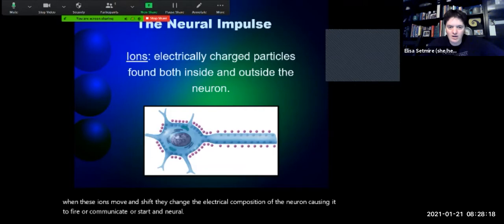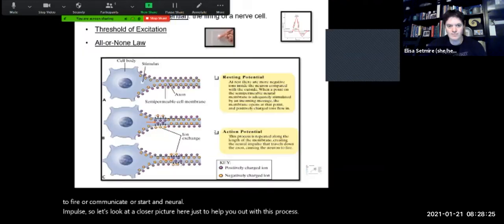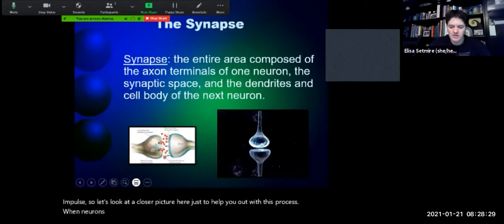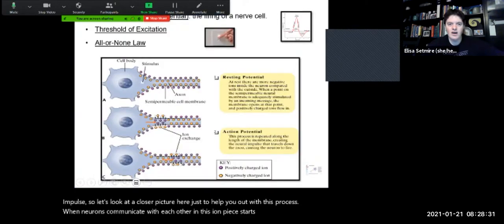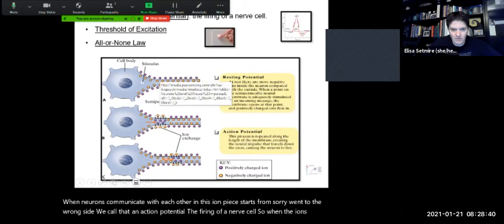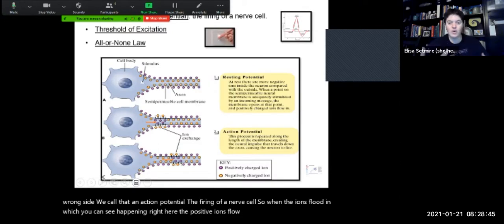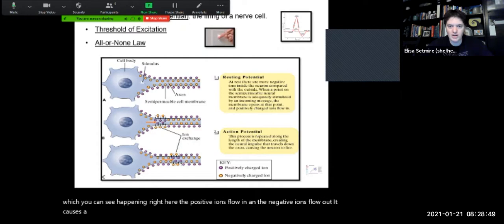So let's look at a closer picture here just to help you out with this process. When neurons communicate with each other and this ion piece starts, we call that an action potential, the firing of a nerve cell. So when the ions flood in, which you can see happening right here, the positive ions flow in and the negative ions flow out. It causes a change in the electrical composition of the neuron.